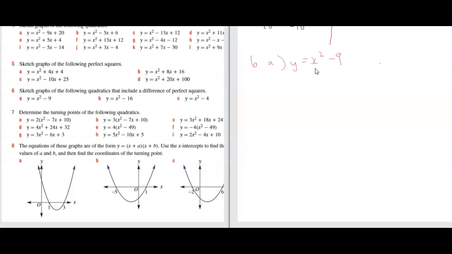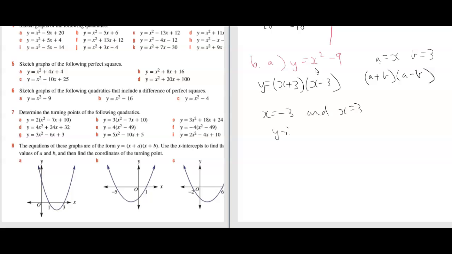But let's use factorising. So because this is the difference of perfect squares, remember we identify A and B. So in this case, A is x, or the square root of x squared, and B is the square root of 9, which is 3. And then we've got A plus B, A minus B. So when we factorise this, we're going to have x plus 3, x minus 3. So your two x-intercepts are going to be x equals -3 and x equals 3. Your y-intercept, remember, is your constant here at -9.